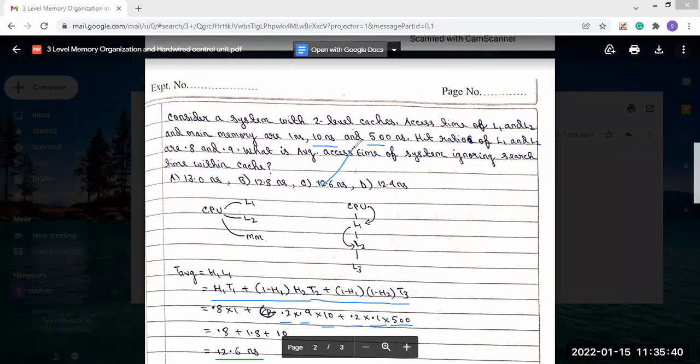Okay. So very little time is remaining. In the next class, we will start the hardware control concept, hardwired control or the microprogram control unit. This was the 2-level and 3-level memory organization concept. Hope you understand. Then thank you everyone. Thank you, sir.